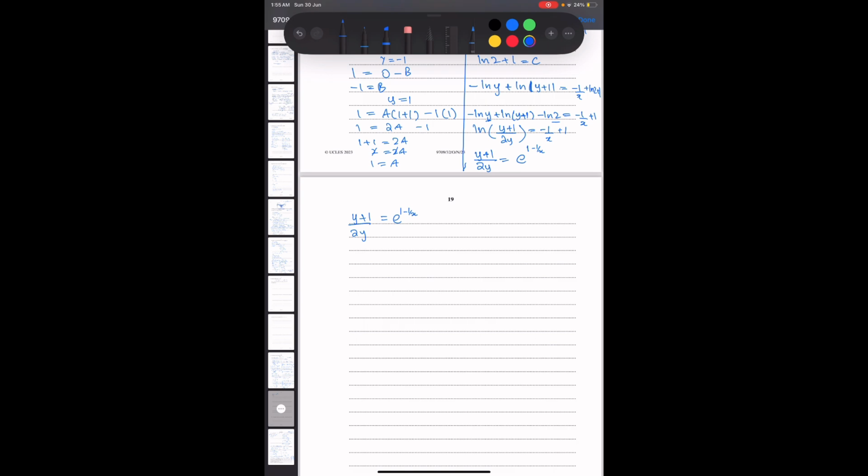I'll take this y to the other side, so this becomes y plus 1 is equals to 2y e raised to power 1 minus 1 upon x. And now again I'll take this y also to the other side, will become 2y e raised to power 1 minus 1 upon x minus y. Now from here I'll take y common, so it's y common, so 2e raised to power 1 minus 1 upon x minus 1. So y will become 1 upon 2e raised to power 1 minus 1 upon x minus 1 is equals to y.